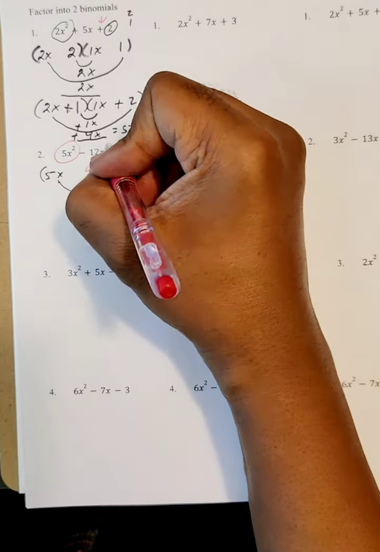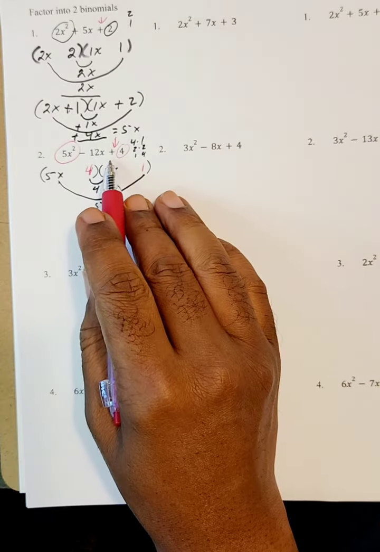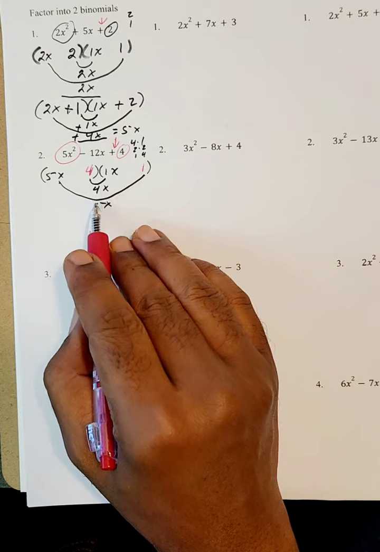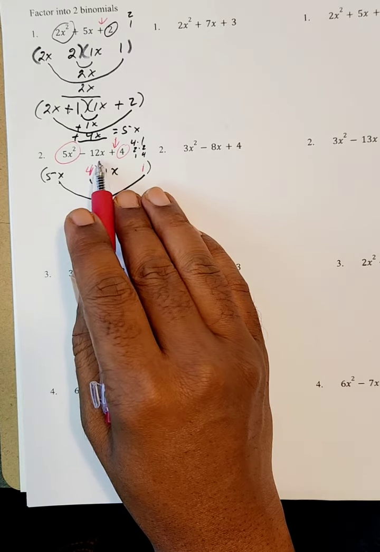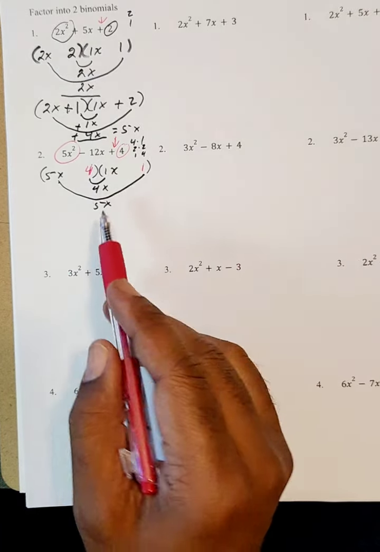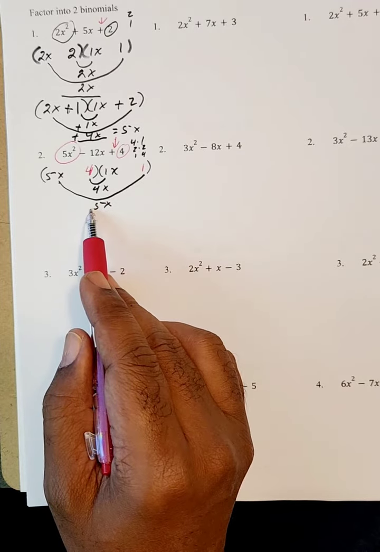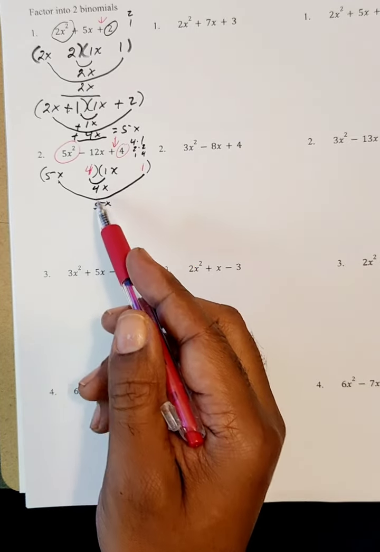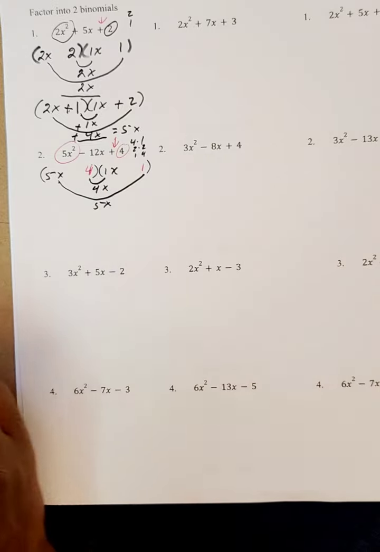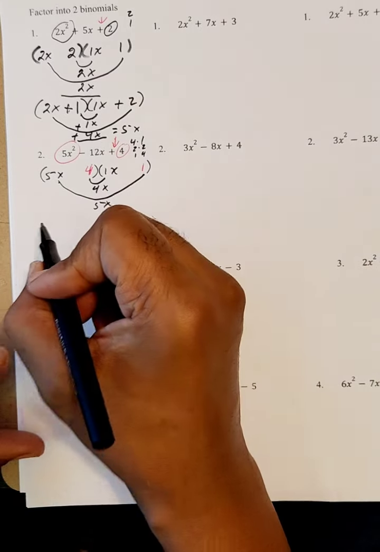And now I look here. Plus means same signs. Can I have same signs here and get a negative 12x? Nope, because if I use a negative and a negative here, that's a negative 9x. So I can't use same signs and get a negative 12x. So let's try this again. Let's start over.